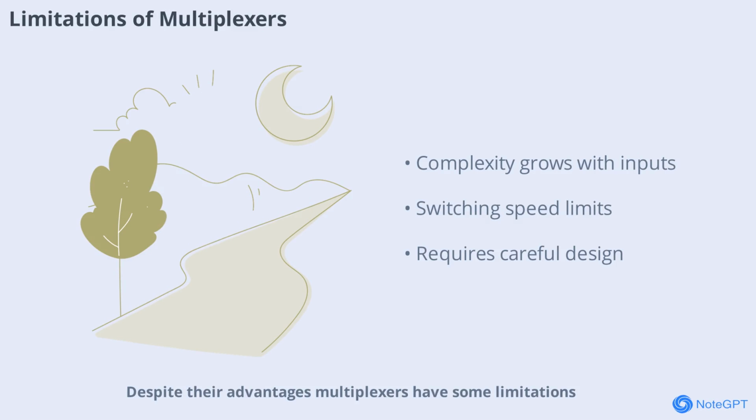Despite their advantages, multiplexers have some limitations. As the number of inputs increases, so does the complexity of the select logic. There's also a limit to how fast a MUX can switch between inputs, which can affect performance in high-speed systems. Designers must balance these factors when choosing a MUX.